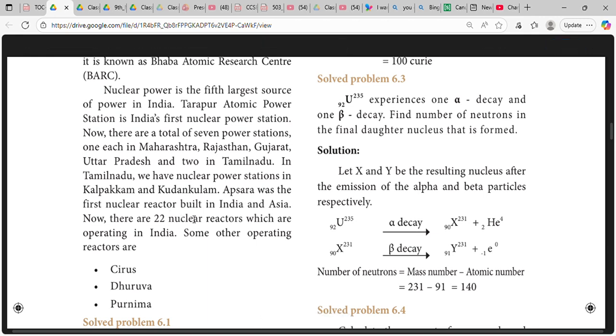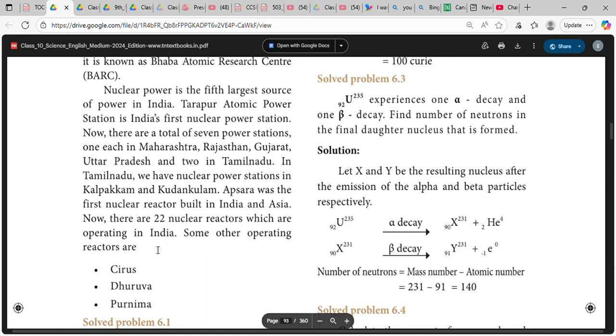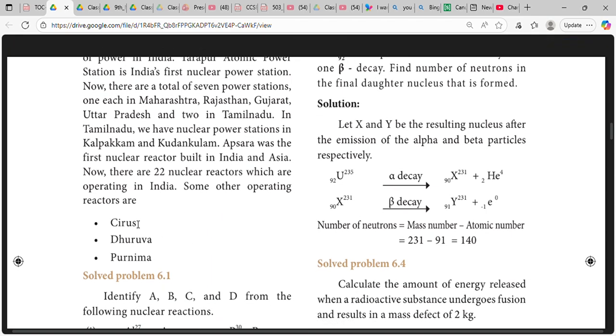Apsara was the first nuclear reactor built in India and Asia. Now there are 22 nuclear reactors operating in India. Some other operating reactors are Cirus, Dhruva, and Purnima.